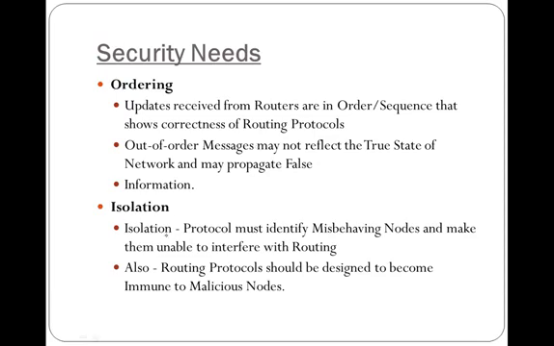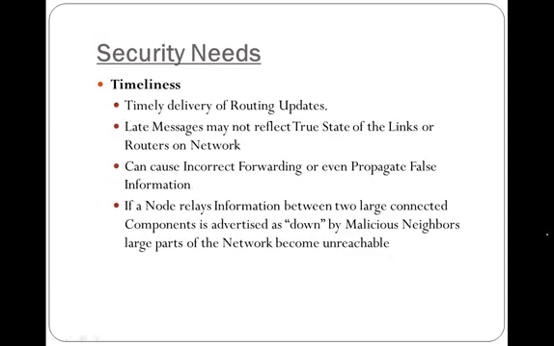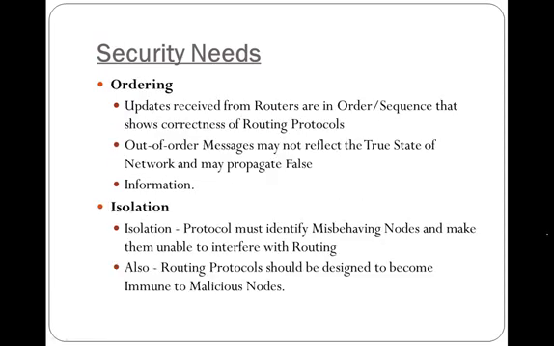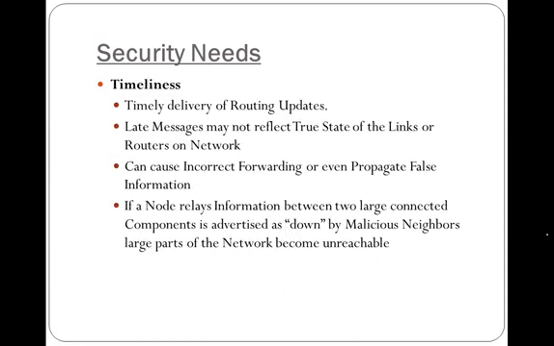The next security need is isolation. The protocol must identify a misbehaving node and make it unable to interfere with routing. As we discussed about the Byzantine failure, sometimes there is a possibility that one of your authentic, authorized, or legitimate users may be compromised and work for the attacker. So you should identify that node, isolate it from the network, and then start some special observation of that node so that you can find it guilty and punish it accordingly as per law.